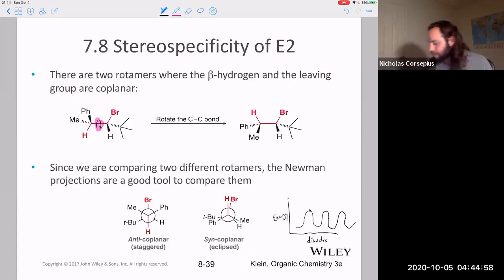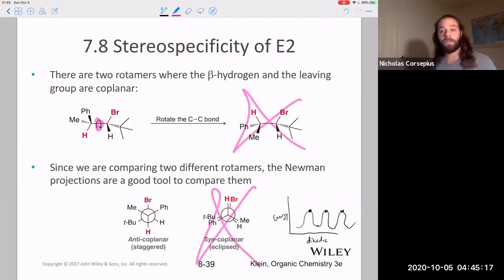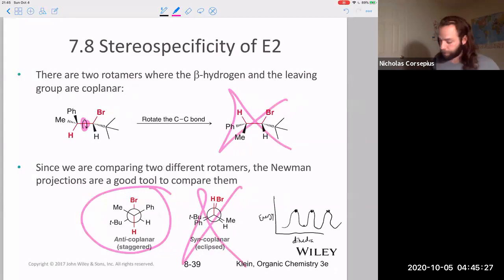They always look something like this, where the peaks were the eclipsed and the valleys were the staggered, right? So they're not going to spend time on the peak. Those are the least stable. They're always going to fall into one of these staggered conformations. So basically, elimination doesn't happen when they're in the eclipsed conformation. It will only happen in the staggered conformation. And that has serious implications on what the stereochemistry of the alkene is going to be, right?